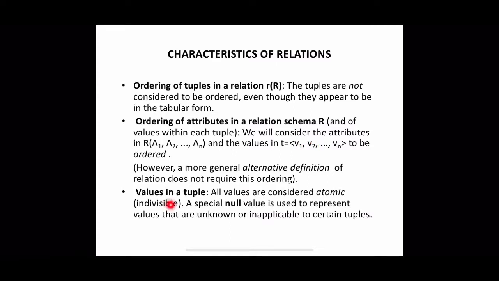And values in a tuple can be atomic values, and we know that each and every value should be a member of the corresponding domain of values, or it can be a special null value. A null value will be populated in a table or relation in cases where the corresponding values are unknown or inapplicable to certain tuples. For example, the land phone number of a student. That number may not be known or may not exist. In both cases we can fill it out with null values.